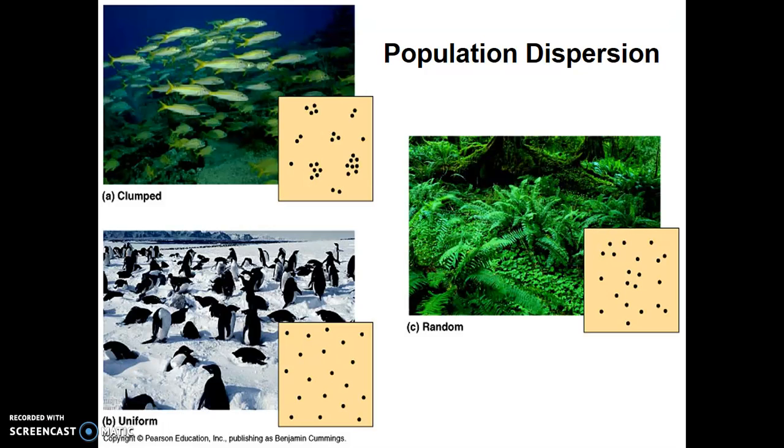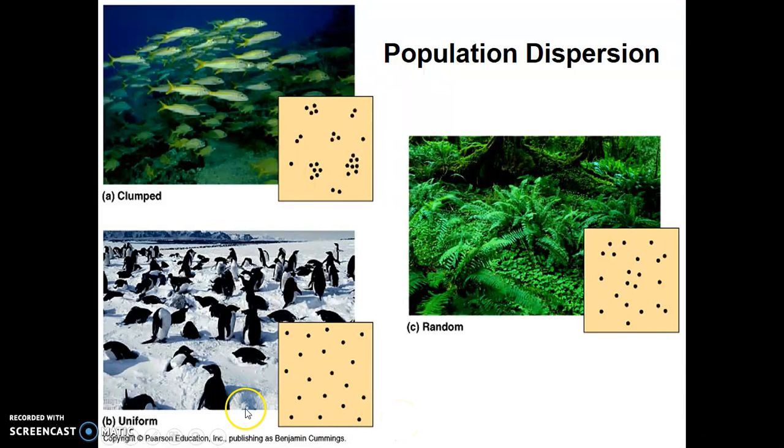So the first type of population dispersion is known as clumped. With clumped, these are going to be things such as schools of fish, where you have a large group of the organisms and then lots of empty space between, and then another group of organisms. So they're clumped together into groups, okay, and then lots of space in between. So that's called a clumped population dispersion.